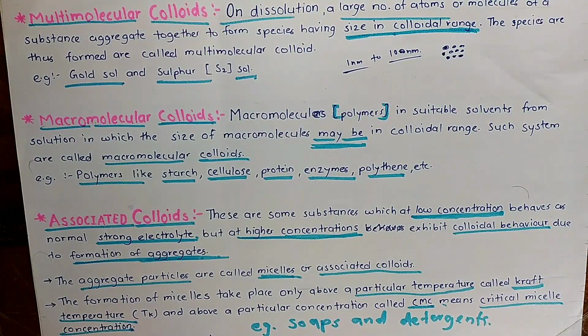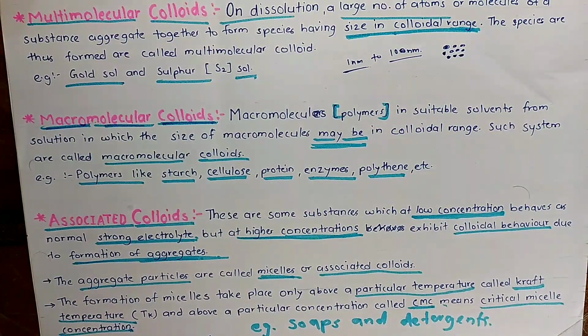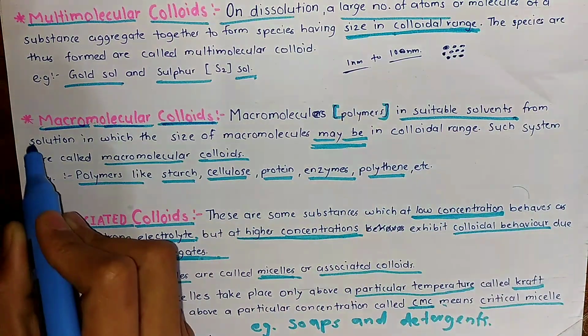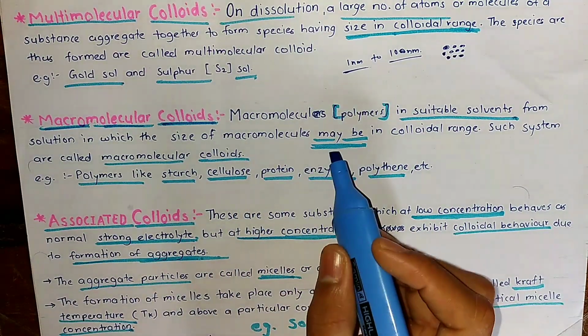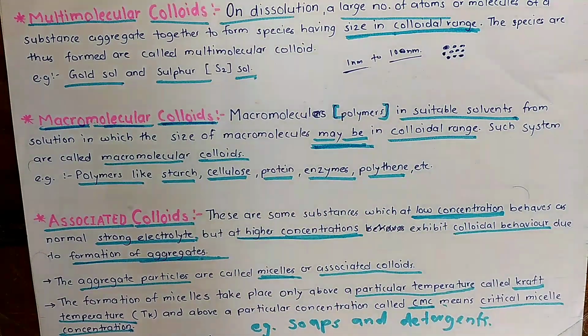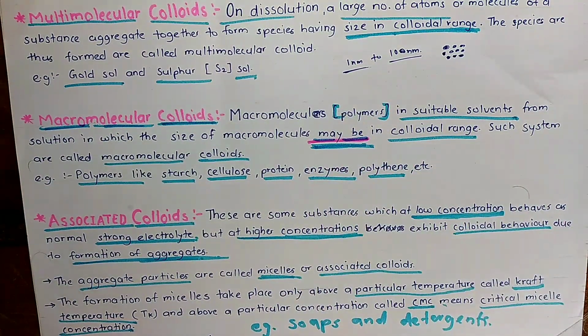And the second type of colloids is macromolecular colloids. In these colloids, macromolecules in a suitable solvent form a solution in which the size of the macromolecules may be in the colloidal range. This is important: may be in the colloidal range. Such systems are called macromolecular colloids. An example is polymers like starch, cellulose, protein, enzyme, polythene, etc.